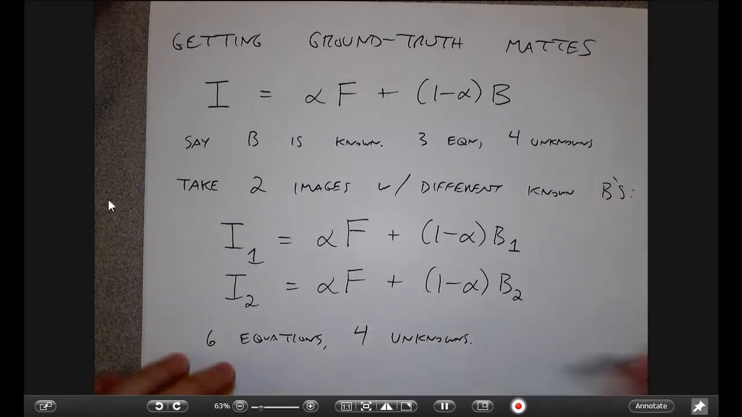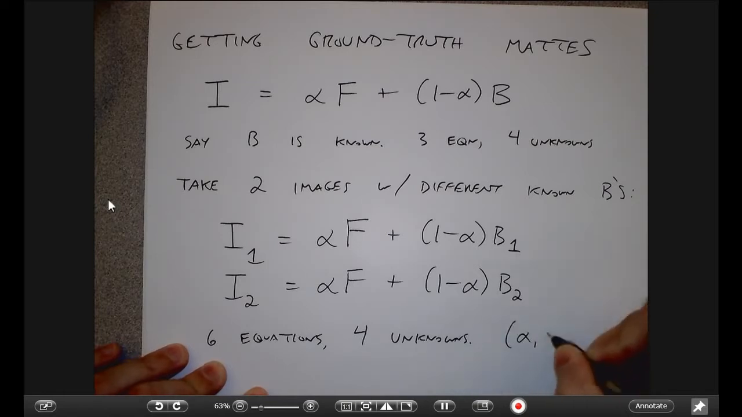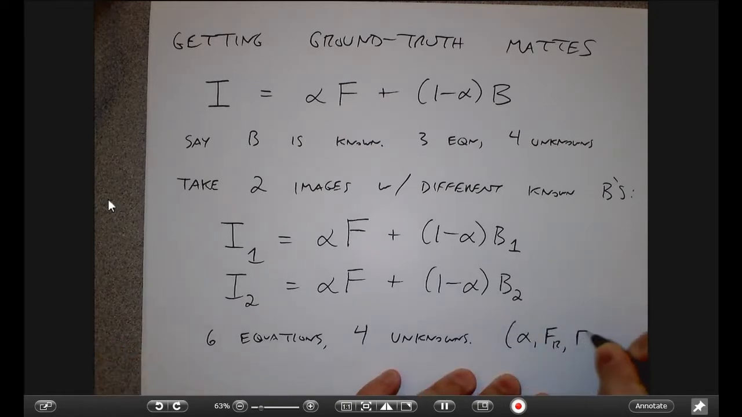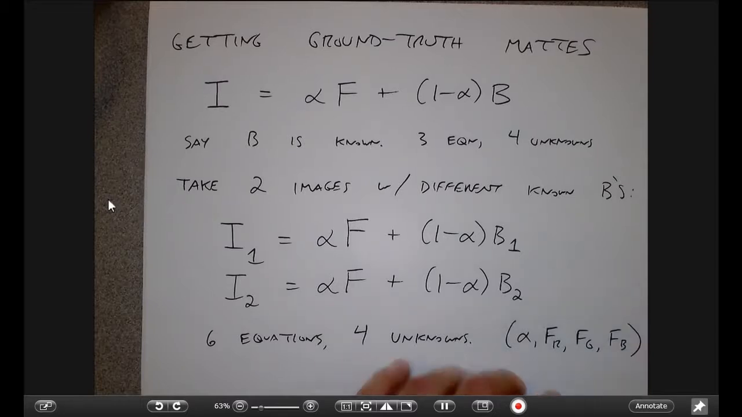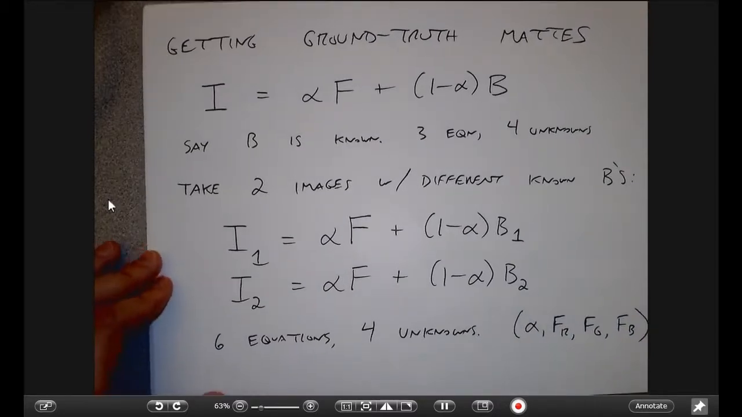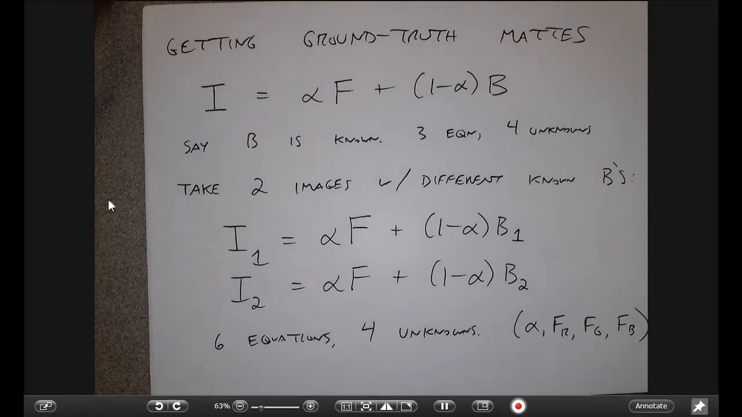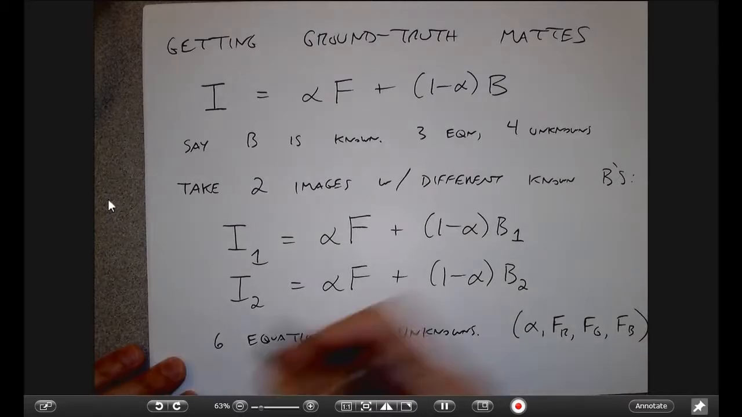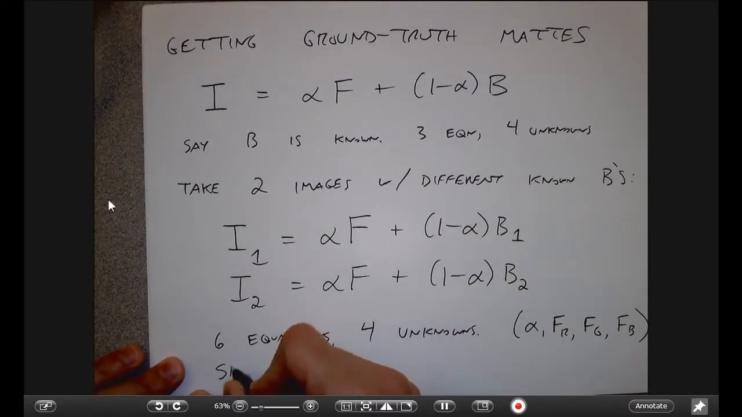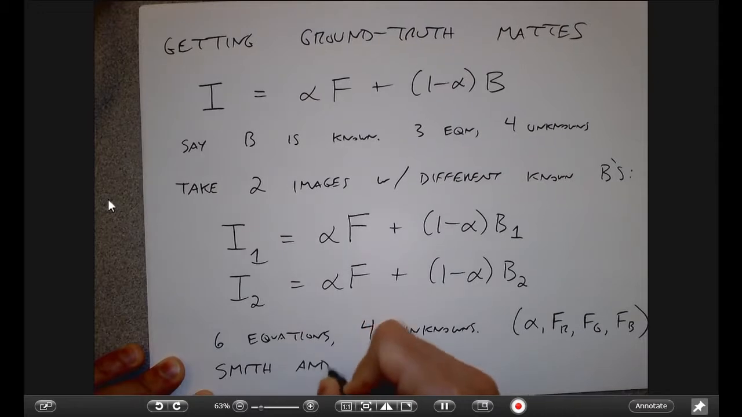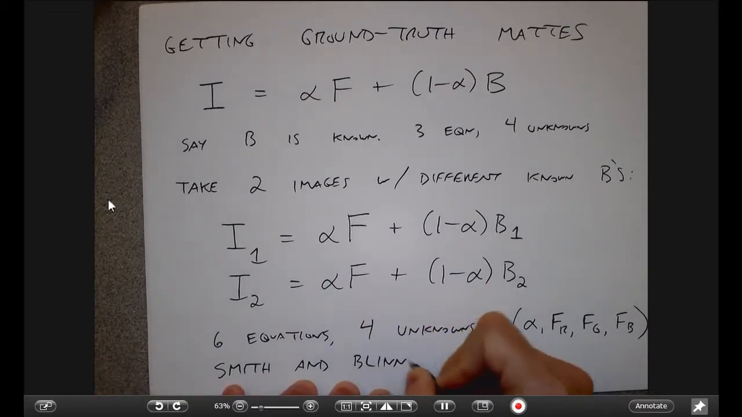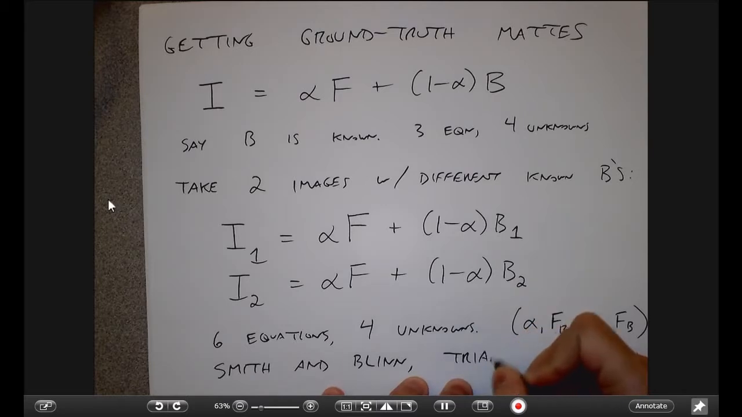And so basically the 4 unknowns here are alpha, foreground red, foreground green, foreground blue. And so it's kind of just a linear algebra exercise to figure out, given this information, how do I get an equation for F and for alpha given these 2 images. And you can find these equations in the book, but basically they come from a really old and important paper about triangulation. They called this algorithm triangulation.